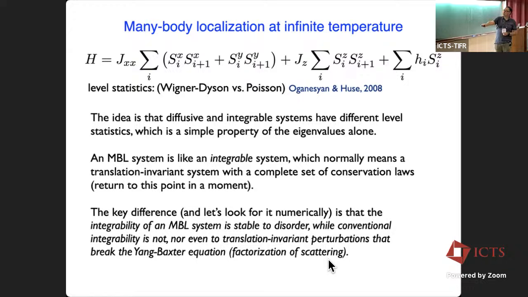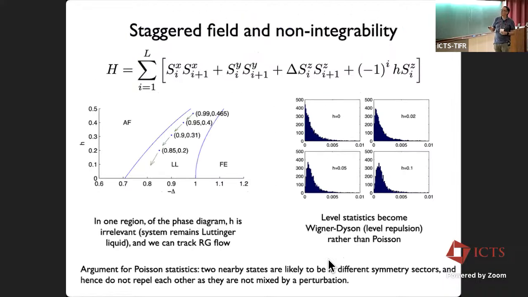But maybe the key way that MBL systems' integrability is even more magical is we tend to believe that Yang-Baxter integrability disappears under small perturbations, and a lot of work goes into understanding the scaling of those perturbations. But MBL integrability should be stable to perturbations. And yeah, that's one thing that you can look for. So here, this is actually about how the Luttinger liquid behaves under an integrability breaking but not random perturbation.